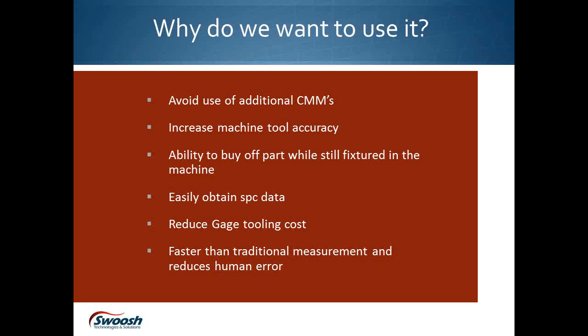Okay. This goes to say it's a valid way of buying off your part while it's on the machine. You can easily obtain SPC data, so you can report points while you're on the machine. You can reduce gauge and tooling cost by not having special gauges made for inspecting certain things on the machine. So you won't have to have a special gauge for the operator to inspect it on the machine. And this is faster than traditional measurement with gauges or calipers or whatever, and it'll reduce human error.